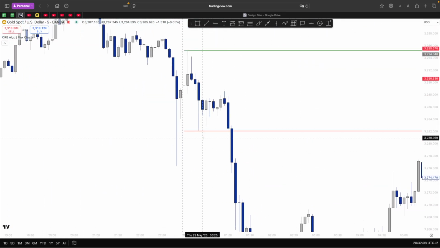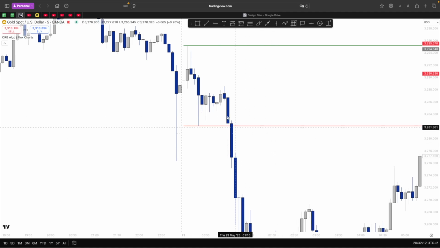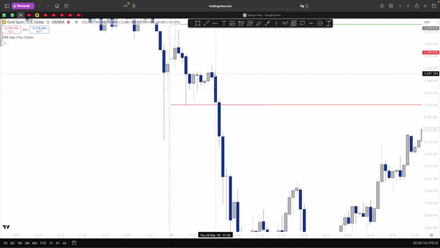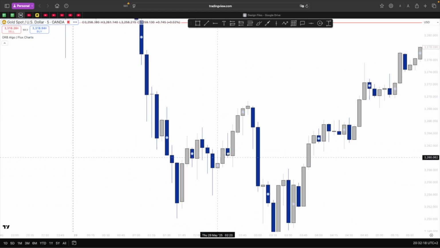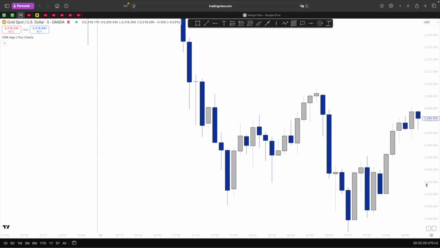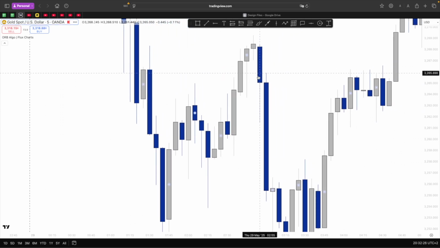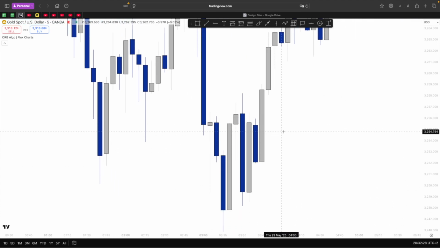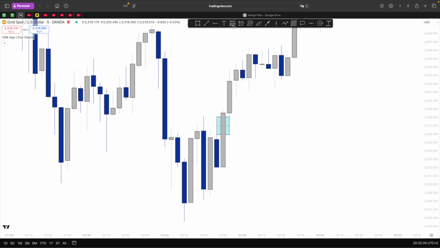So this is the 29th. This is today's date as of making the video. Here you can see we had a big push to the downside. Sell side has been taken. And now we wait for an opposite fair value gap to form. No fair value gap, no fair value gap. Keep pushing down. Here was our very first fair value gap that has formed in the opposite direction.